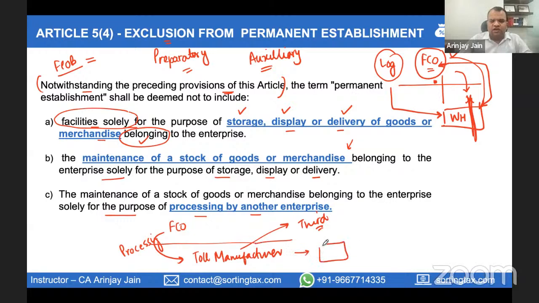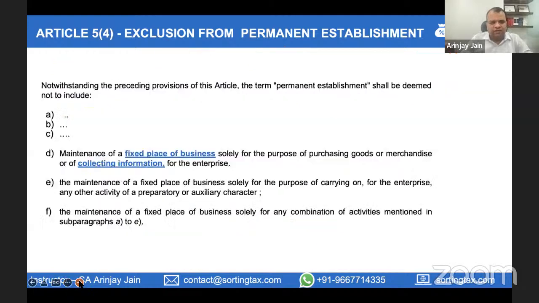When you sell it to a domestic customer, then obviously there is a business profit which is arising, and you need to see what the activities are to see if there's a PE. But if it is only and only there for the purpose of processing, so let's say they send some raw material or semi-finished goods, the toll manufacturer actually processes them or completes them into finished goods and sends them, then that is something which would get covered as a part of this.